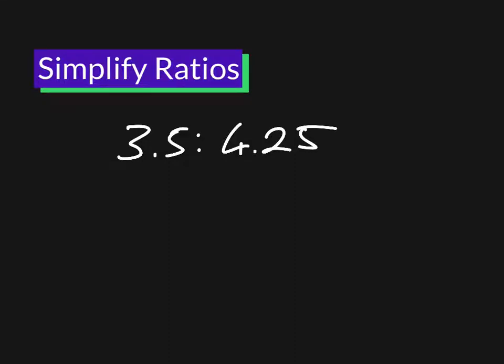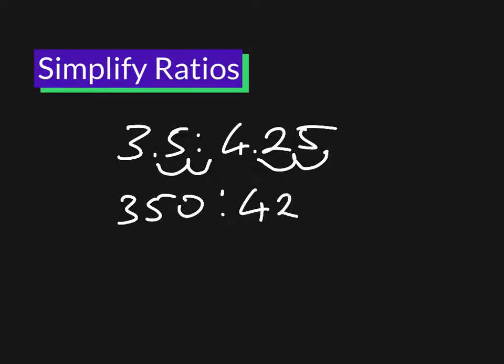And you may remember that to multiply any number by 100, you just move the decimal point 2 places. So 1, 2, and over here 1, 2. So it's going to be equivalent to 350 to 425. And now that we've done that, we can reduce.